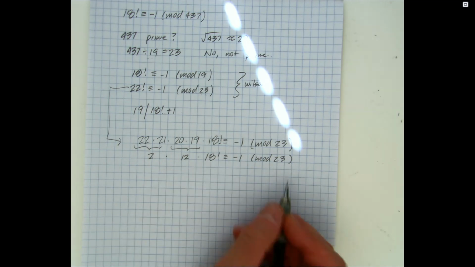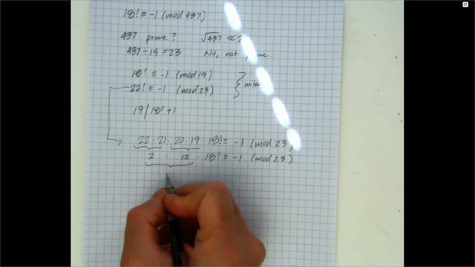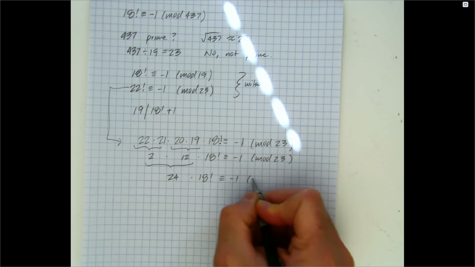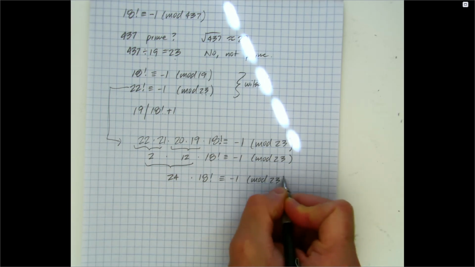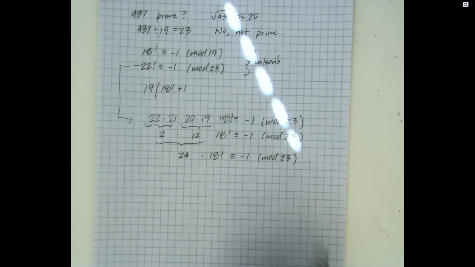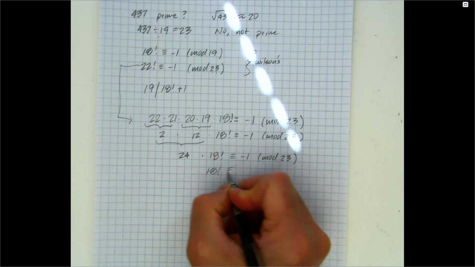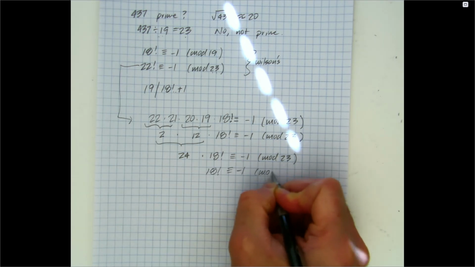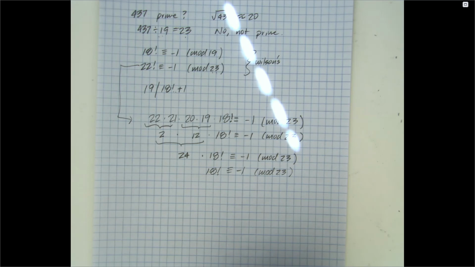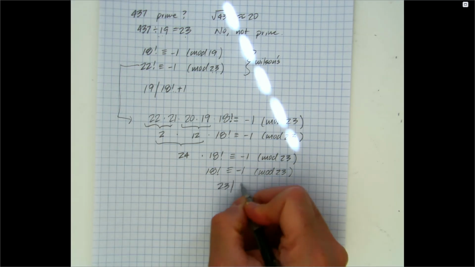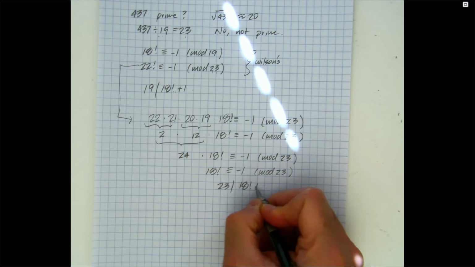And then 2 times 12 is 24, and 24 times 18 factorial is congruent to negative 1 mod 23. And 24, of course, is congruent to 1, so this means that 18 factorial is congruent to negative 1 mod 23. So what does that give us? That gives us that 23 then divides 18 factorial plus 1.